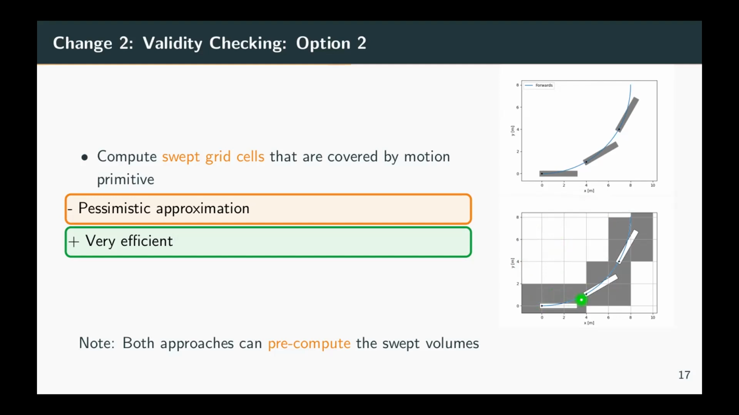In both cases, we can pre-compute the swept volumes as part of the motion primitive. In principle, you can extend this tuple of the motion primitive to not only include the sequence of U's and Q's, but also some representation of the volume that your robot occupies.